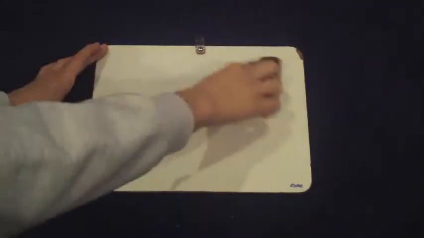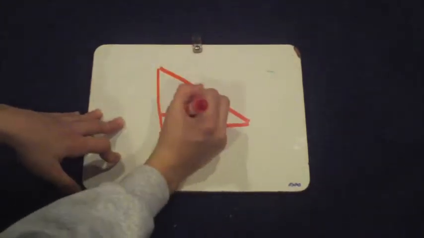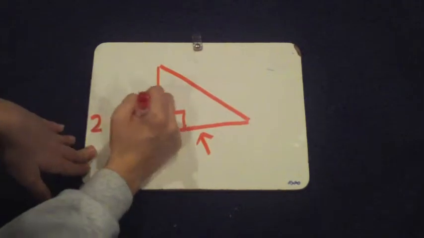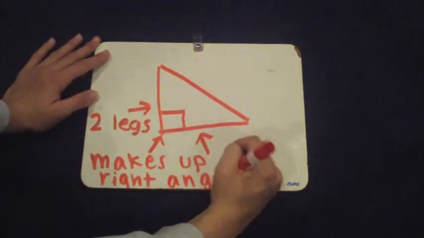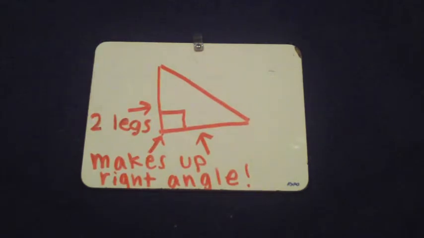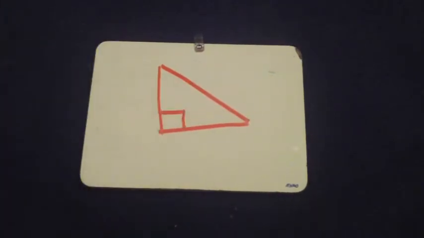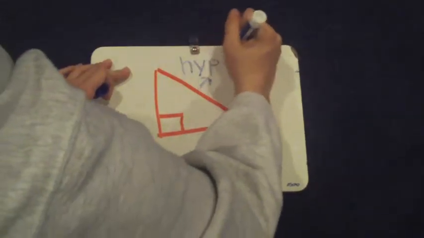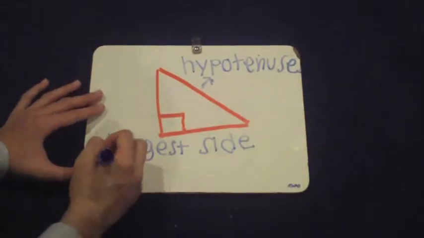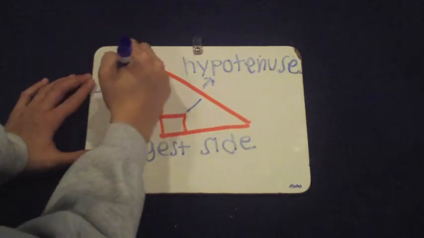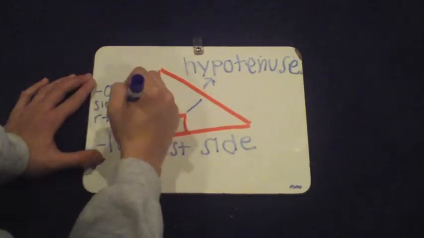There are 3 sides that make up a right triangle. 2 of those sides are legs. The legs make up the right angle. The other side of the triangle is called the hypotenuse. It's the longest side of the triangle, and it's the opposite side of where the right angle is located.